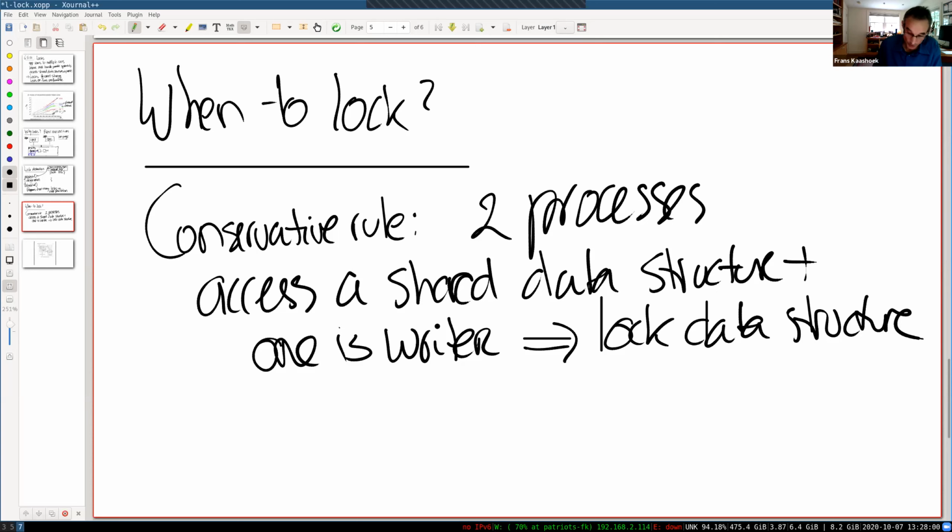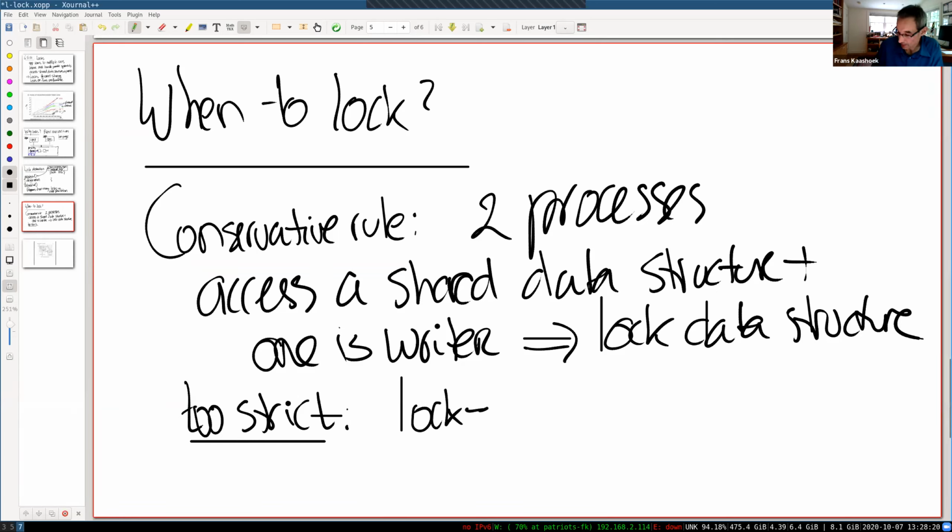But this rule is in some ways too strict. There are cases where it's okay if two processes access a shared data structure and one is a writer. In particular, there are styles of programming called lock-free programming where these kinds of scenarios actually do happen.